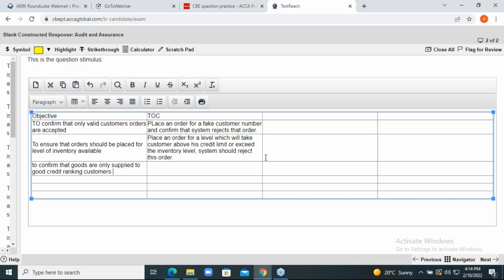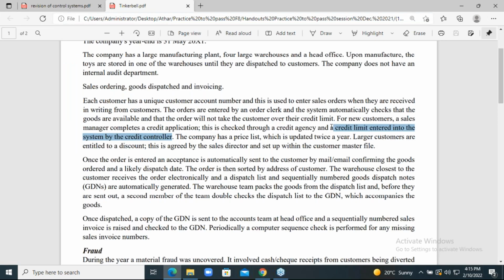Now how are we going to confirm? The case here is different from the above tests of controls, where we just entered a different order to confirm whether the system is operating effectively or not. In this control system, three stages are involved: the sales manager completes a credit application, it is checked through the credit agency, and it is entered by the credit controller. So you can start writing the test of control from the end. There are three sub processes to this one process.